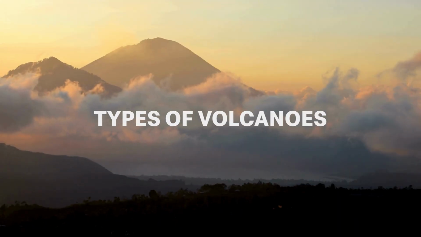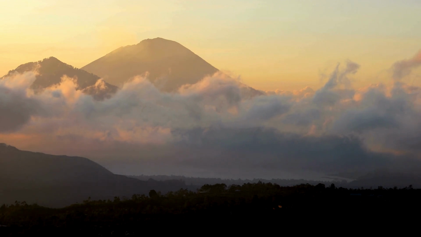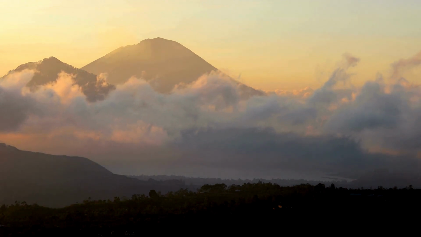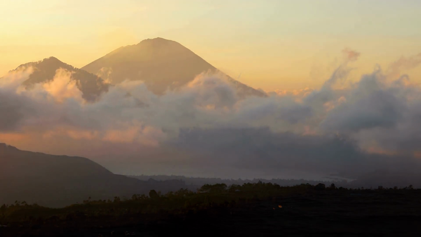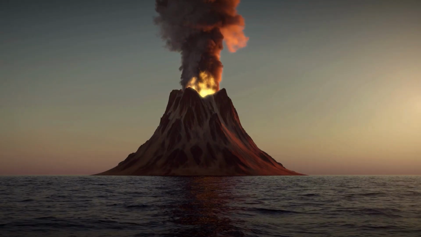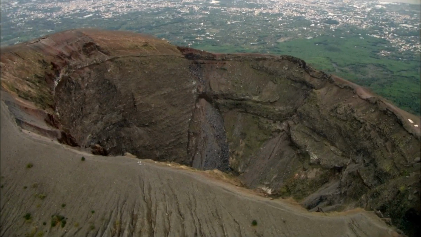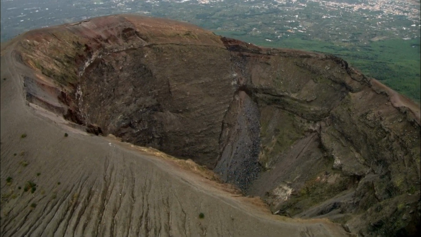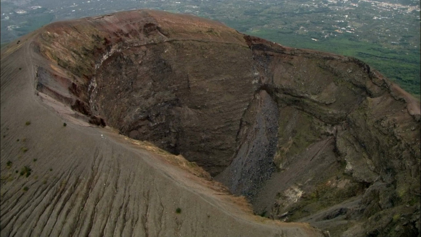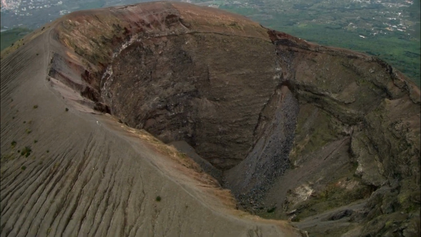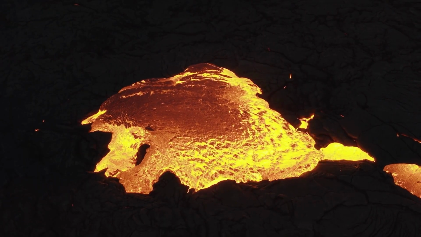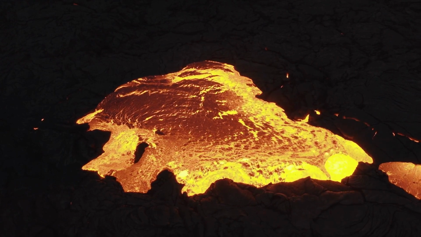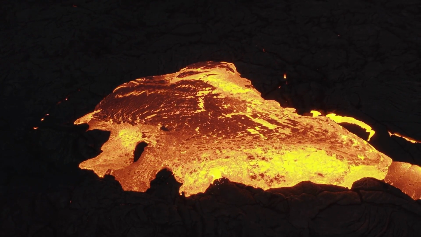Types of volcanoes. Based on shape and eruption style, volcanoes are classified into various types, each with distinct characteristics and behavior. Shield volcanoes. Named for their broad, shield-like shape, shield volcanoes have gentle slopes and are primarily formed from fluid basaltic lava. Eruptions of shield volcanoes are usually non-explosive, producing long, slow-moving lava flows.